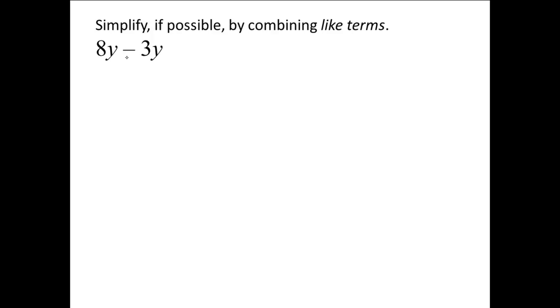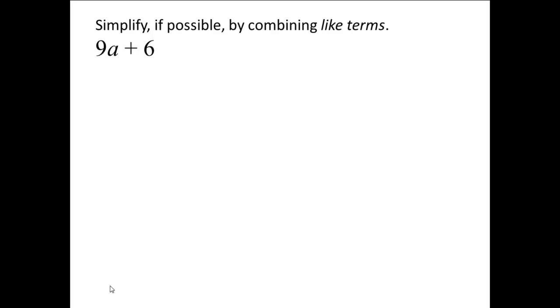Simplify, if possible, by combining like terms. We do have like terms. The term 8y and the term minus 3y both have the same variable y, each raised to the implied power of 1. So our computation is on their coefficients. In our head or on the side we write 8 minus 3, which is 5. Therefore, 8y minus 3y produces 5y. Like terms, when added or subtracted, produce another like term, like the terms it came from.